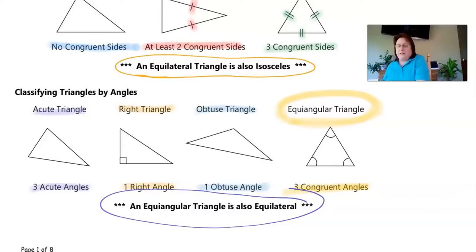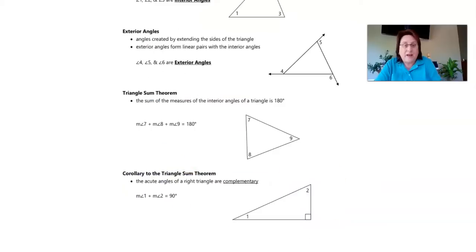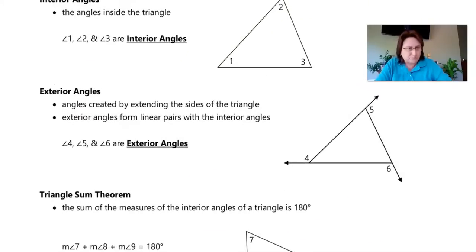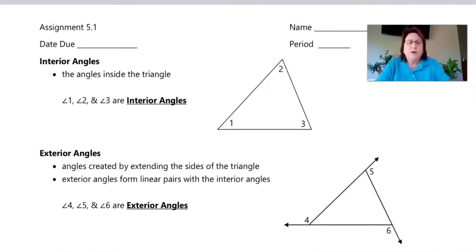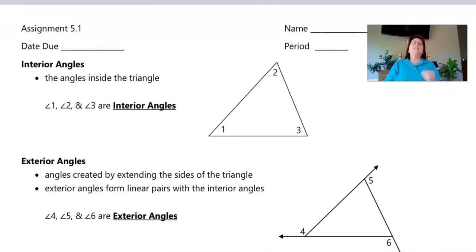So let's go and look at some other vocabulary terms on page 2, and we're going to talk about all these specific terms. First and foremost, interior angles, because we're going to have interior and exterior angles of triangles. Interior angles are inside the triangle. And if you notice, angles 1, 2, and 3 up here in this picture are inside the triangle.